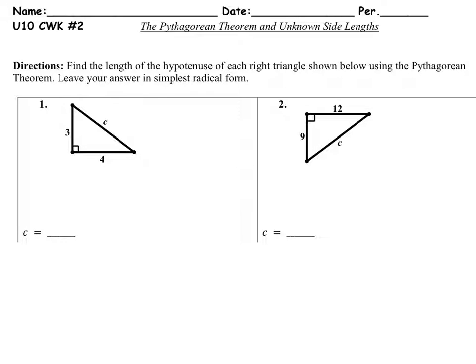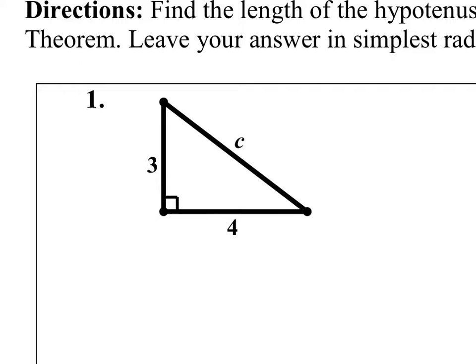Find the length of the hypotenuse of each right triangle shown below by using the Pythagorean theorem, which is what we were just doing. Leave your answer in the simplest radical form. So this is how we would find the unknown side lengths, which is kind of what we did in the last lesson as well.